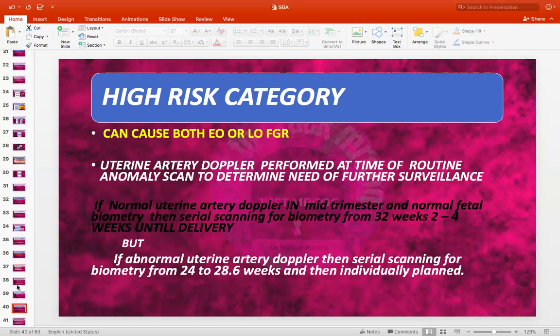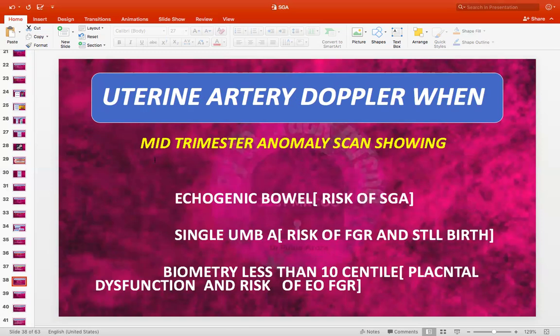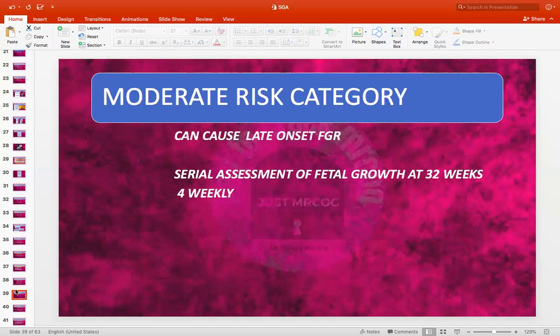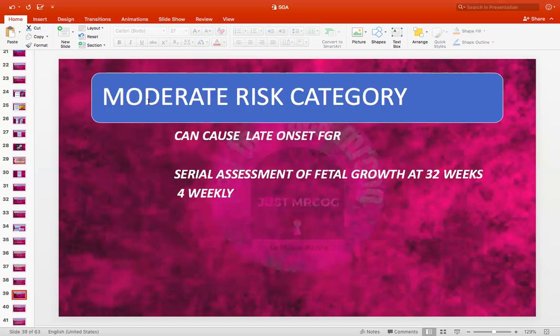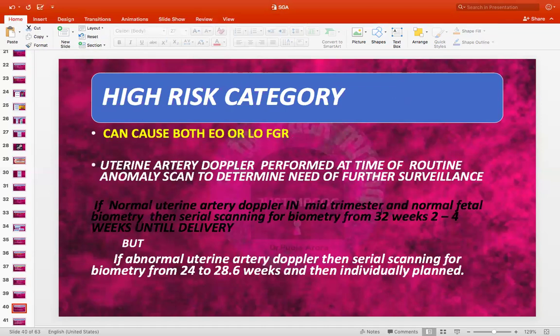So in moderate risk, we offer the mid-trimester anomaly scan, and if we find anything, then we offer uterine artery Doppler. But in high risk, we offer both together at this time. In moderate risk, 32 weeks, 4 weekly. And in high risk, 32 weeks, 2 to 4 weekly. Okay, so this is easy to remember.